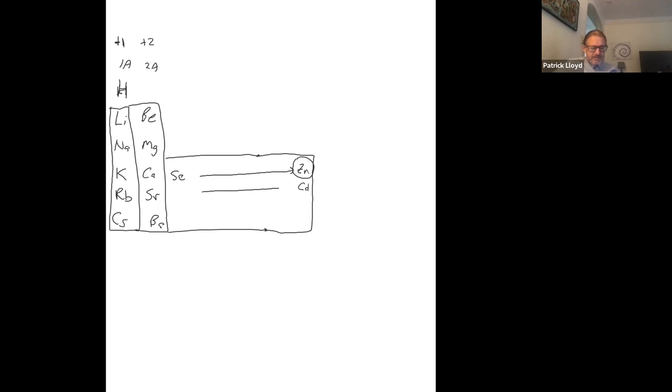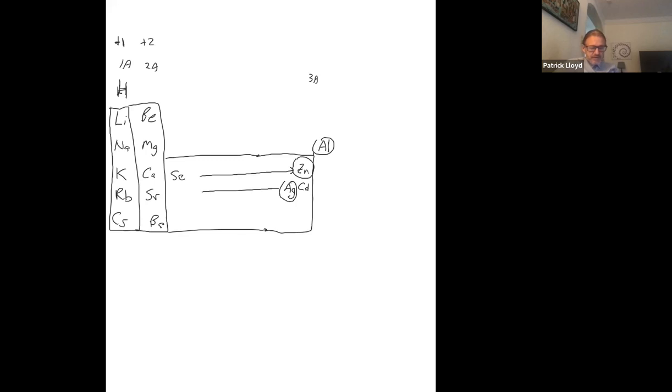But next to it is silver, Ag. And I'm going to circle that one. And then in the third row, which is right here, you have Al. I'm going to circle that one. Okay, so there's Al. So this is group 3A. And aluminum is one of these three that I'm circling.